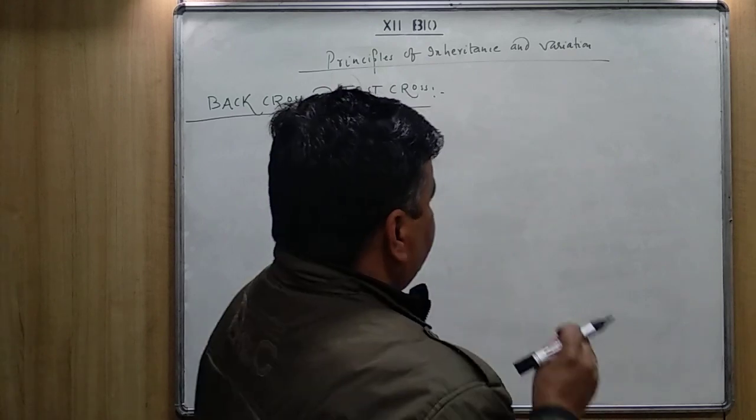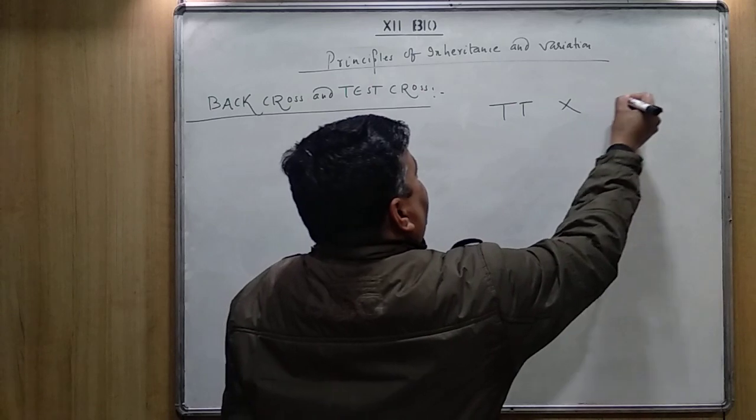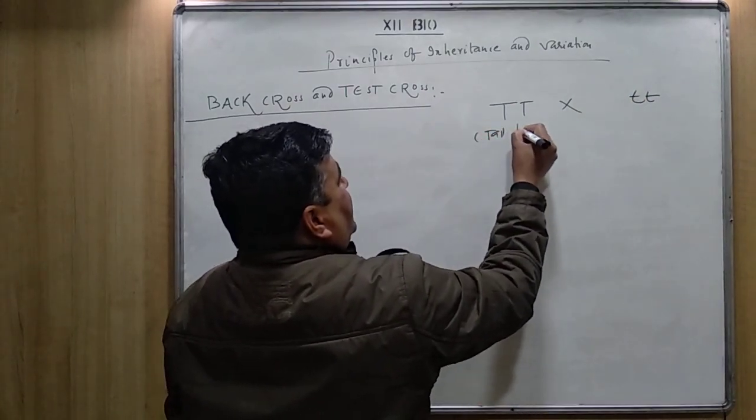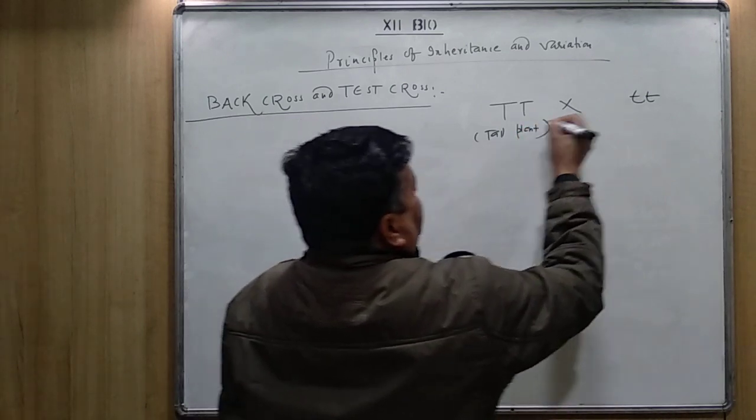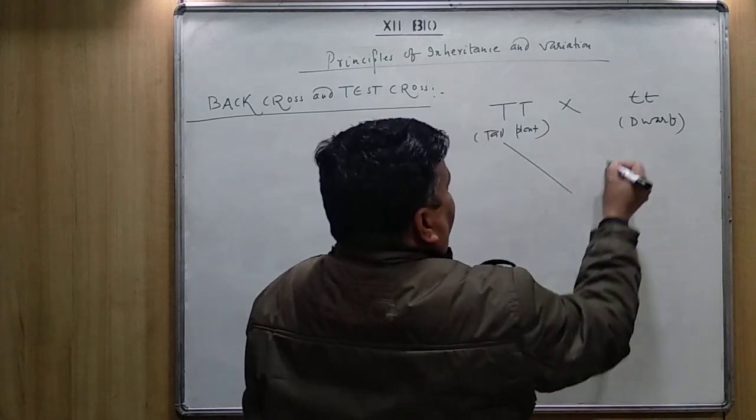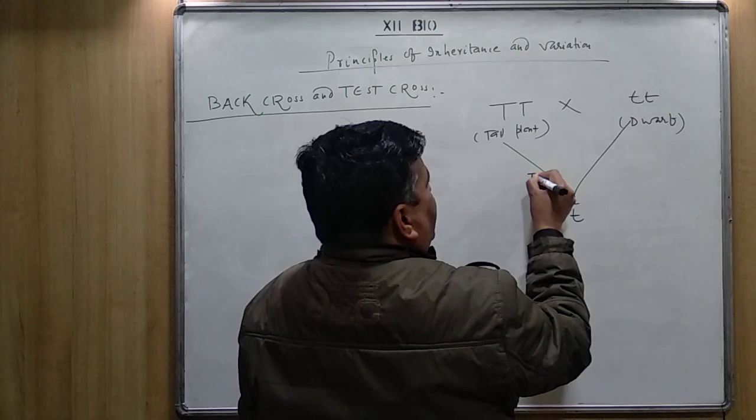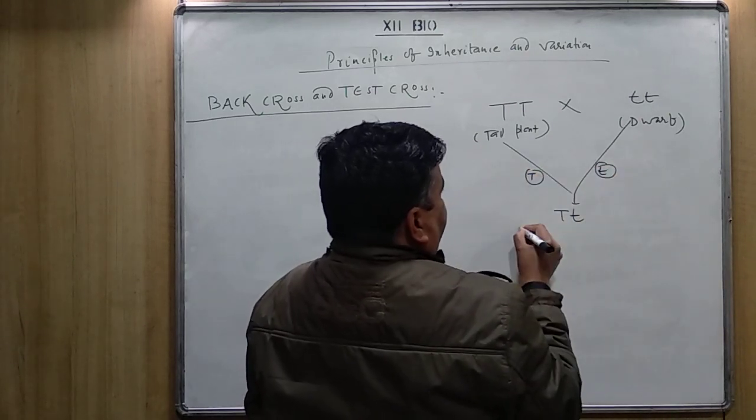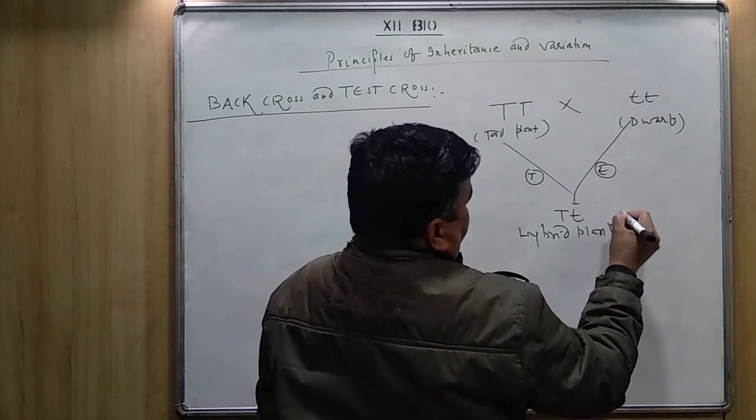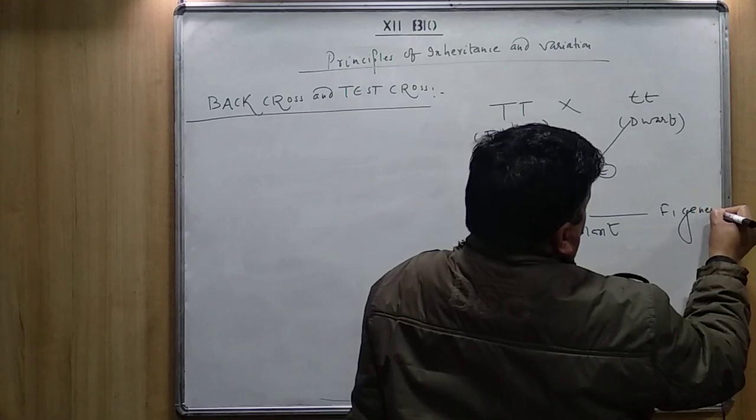You can see here with the example. Suppose the capital TT and this one is the small tt. This is for tall plant and this one is for dwarf. And what is the F1 hybrid? Capital T, small t. This is the hybrid plant and the generation is F1 generation.